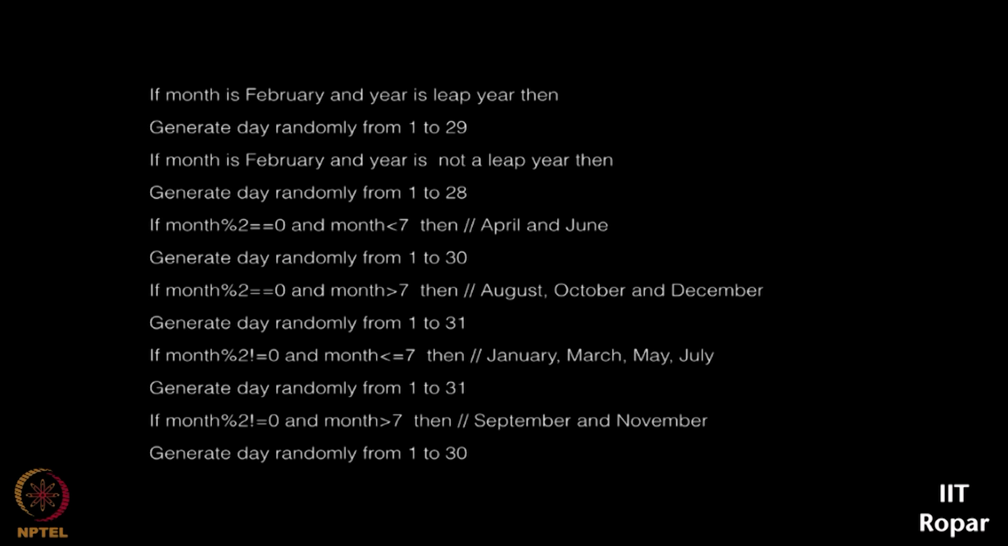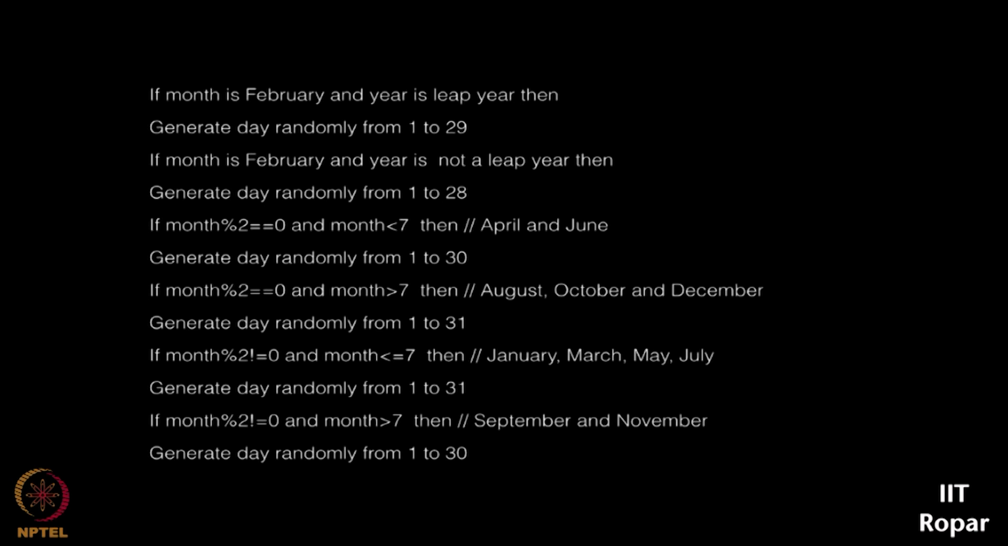If the month is divisible by 2 and it is less than 7, then you have to generate the day randomly from 1 to 30. If the month is divisible by 2 and the month is greater than 7, then you have to generate the day randomly from 1 to 31.